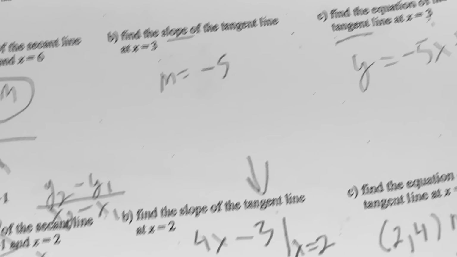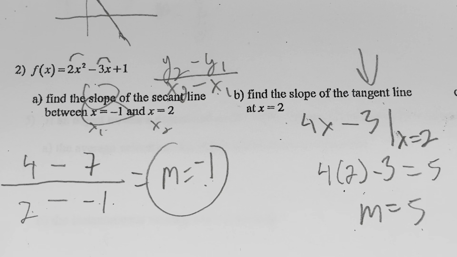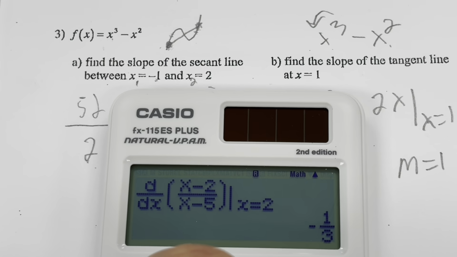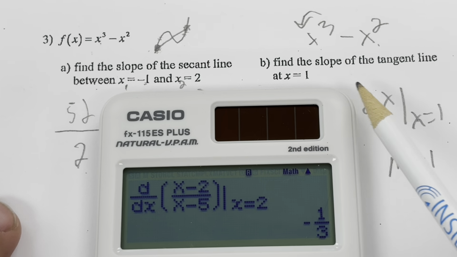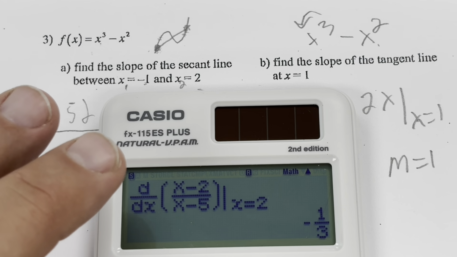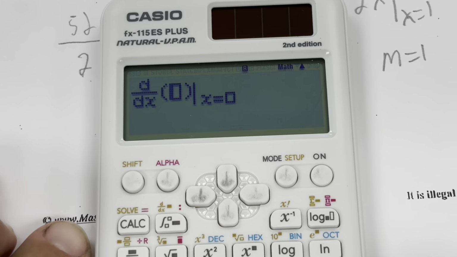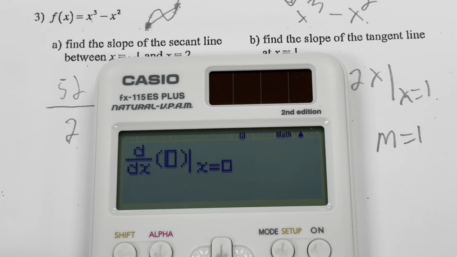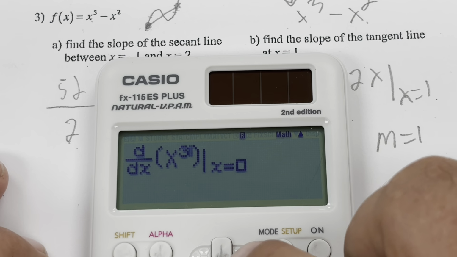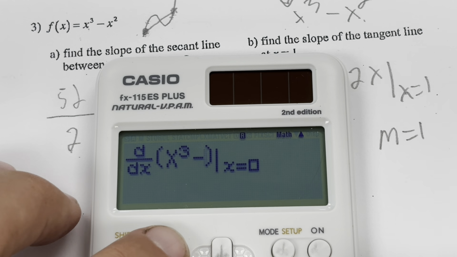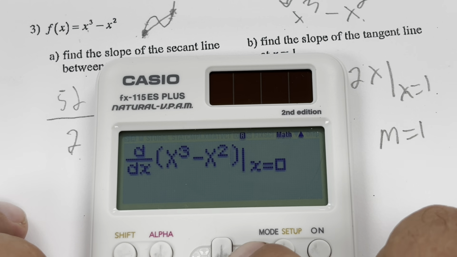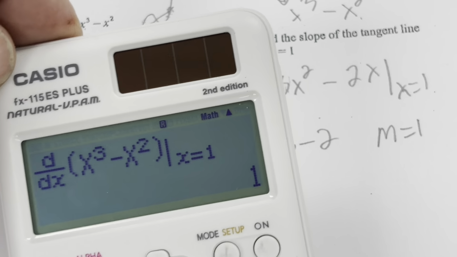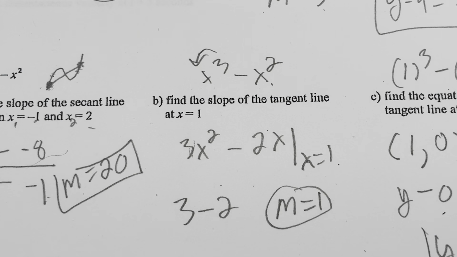If you want to go back and test that process, you can find the slope of a cube at a point using the calculator. So they want us to find the slope of this cube at x equals 1. So you're going to hit shift, derivative. Again, it's shift, and then this button here will generate the derivative button. X cubed, so alpha red x cubed. I'm reworking number 3 again on the calculator. Minus alpha red x squared at x equals, they told us to do it at x equals 1. And the slope is 1. And notice, when we did it by hand, the slope was also 1.